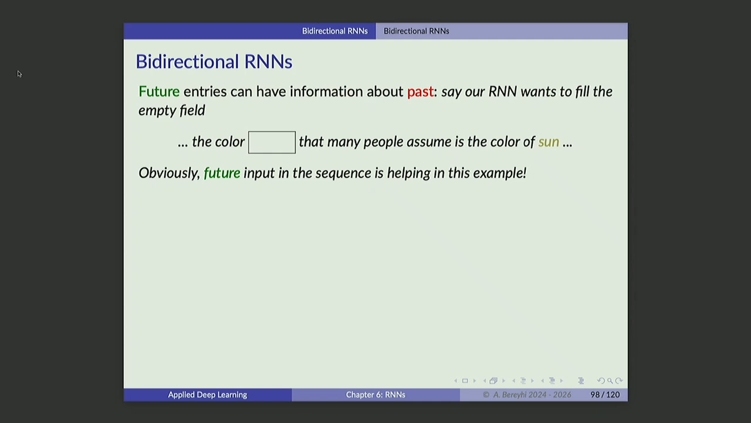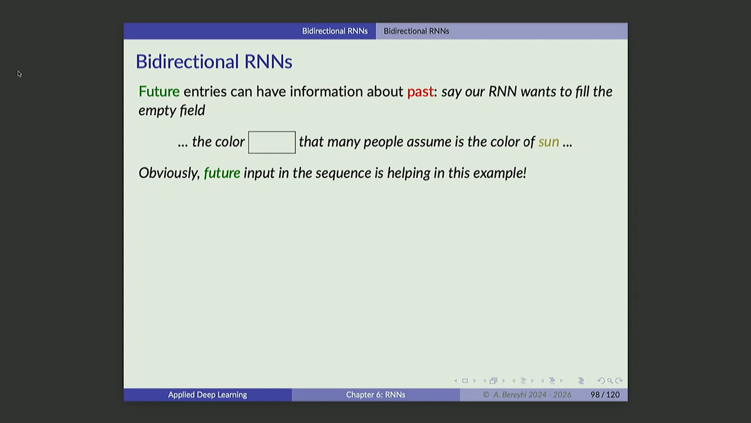The color that many people assume is the color of sun. What most people assume is the color of sun? Yellow. Great. 5 points. Yeah, yellow, that's right, but sun is not yellow, right?